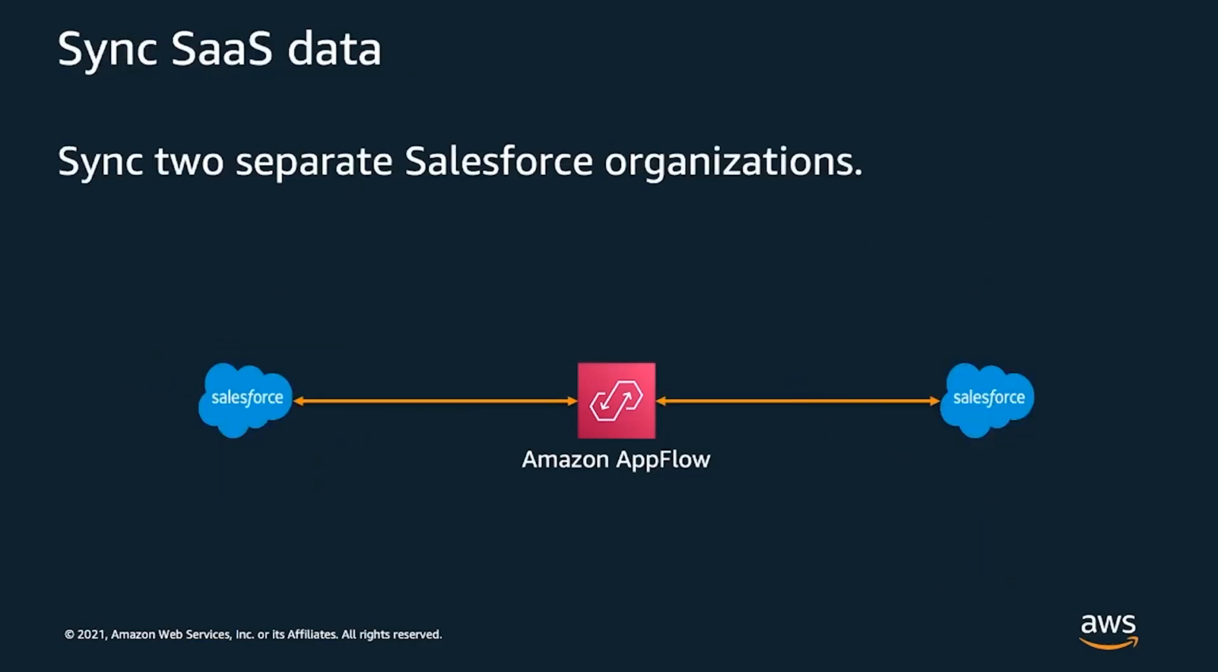There's also stuff as simple as, I'm going to sync two separate Salesforce organizations. I'm going to take data and put it into Amazon AppFlow, and then take it to another Salesforce. I might put it in S3 to do that. So this is, hey, I have my sales organization, I have my marketing organization, and I want to sync data, but they have their own Salesforce instances.